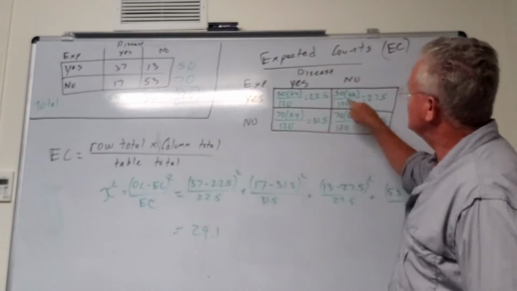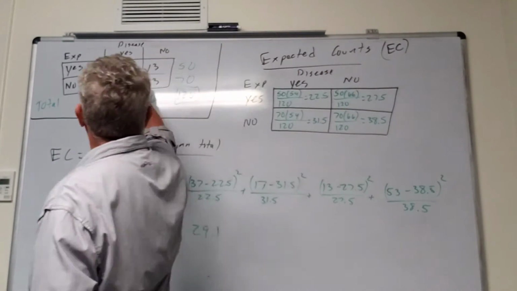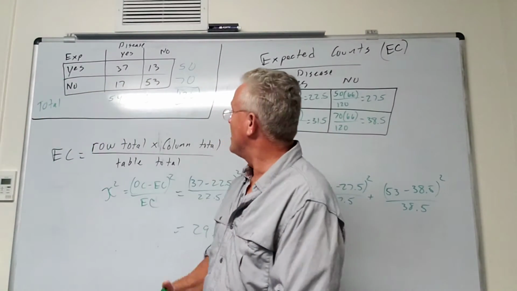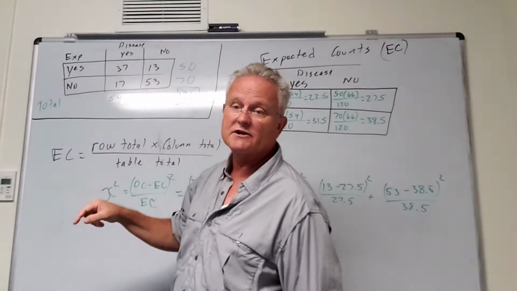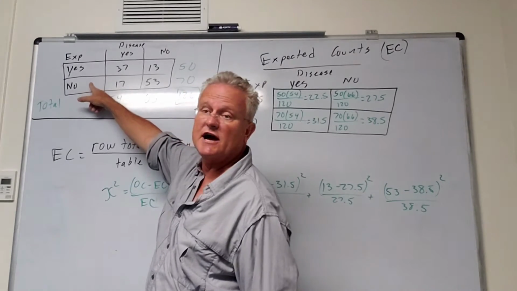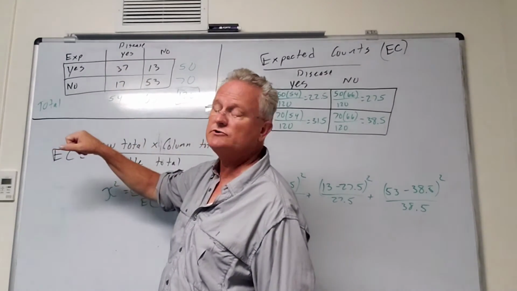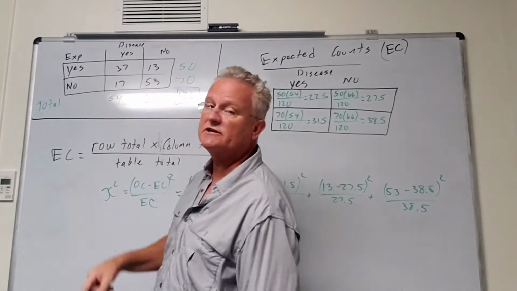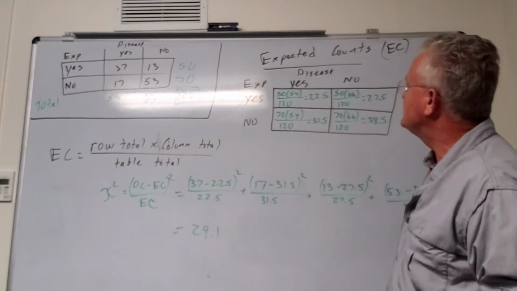Okay, so this is what we're given. Now we're asked to fill in the four boxes here, the expected counts. These are the observed counts. We went and got the sample, the 120 people. Some of them were exposed, some of them were not exposed to the disease. And then we said, did they get the disease or not? 37 had the disease and were exposed. 17 had the disease but were not exposed, and so on and so forth.